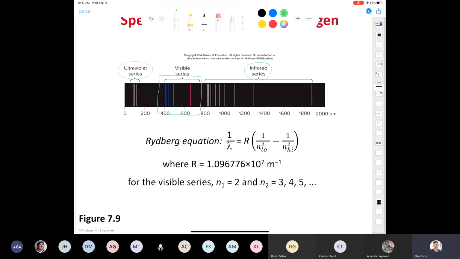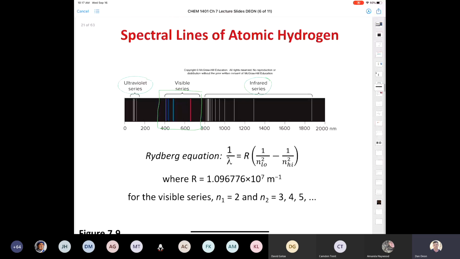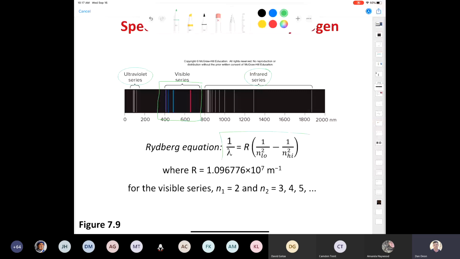But he came up with an equation, the Rydberg equation, which solves for all of these specific wavelengths for the hydrogen atom. You notice the title of the slide says spectral lines of atomic hydrogen. Here's the equation. This is an equation that I'm going to give you on your midterm, okay? I'm going to give you the R, you don't have to memorize that. He said that 1 over each one of these wavelengths is equal to this constant, 1.09 times 10 to the 7th reciprocal meters, multiplied by 1 over n low squared minus 1 over n high squared. And you're like, what's n?